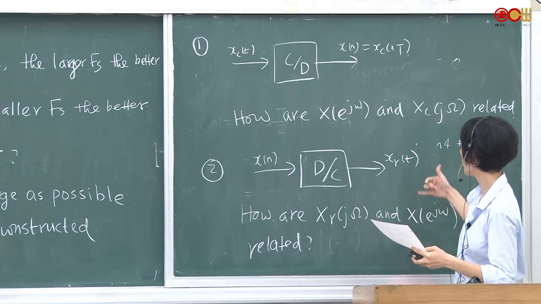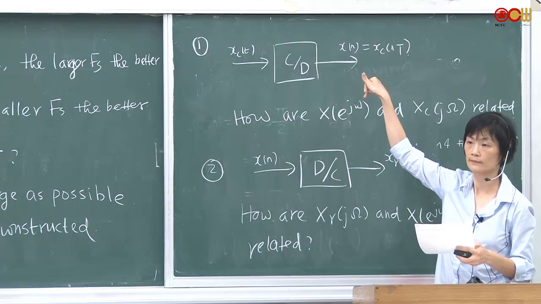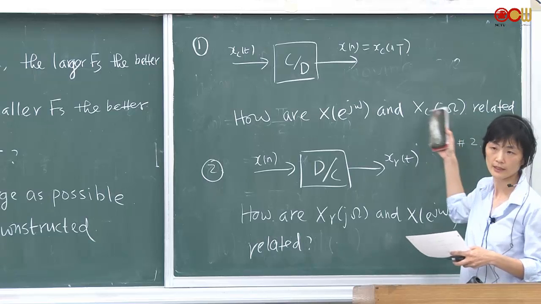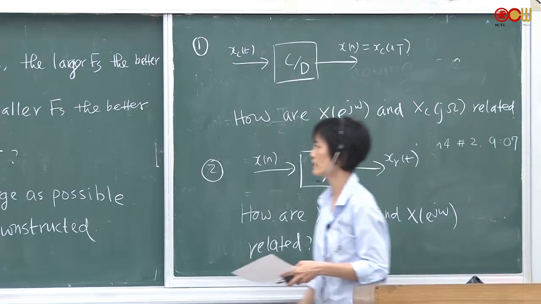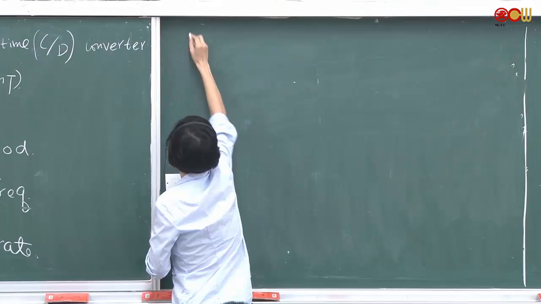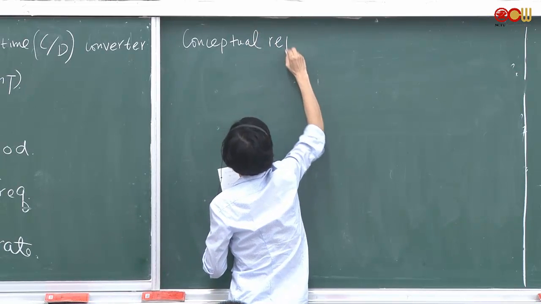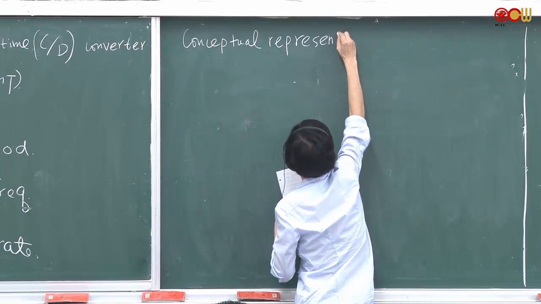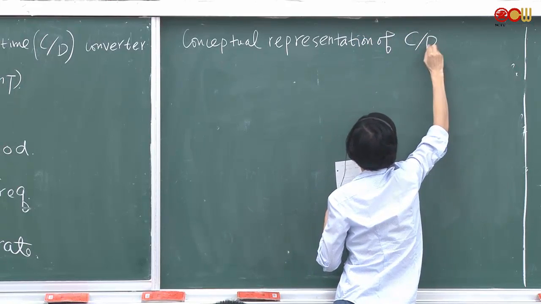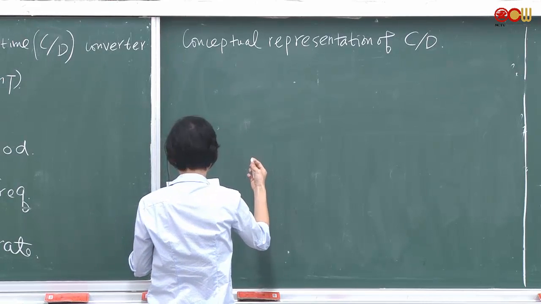Okay, and then we will know when we can have xr equal to xc. To talk about how these two are related, let's use a conceptual representation. Conceptual representation of C2D.